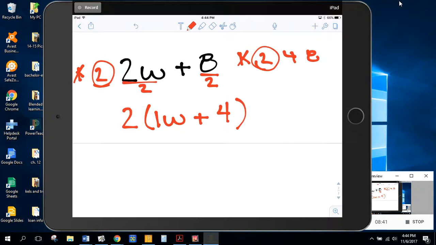All right, you guys have seen 2 different methods on how to factor. Please choose the method you like and complete your independent practice. Good luck.